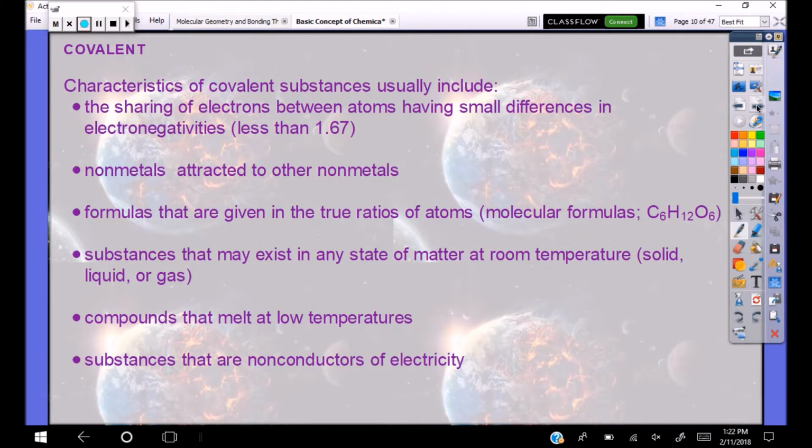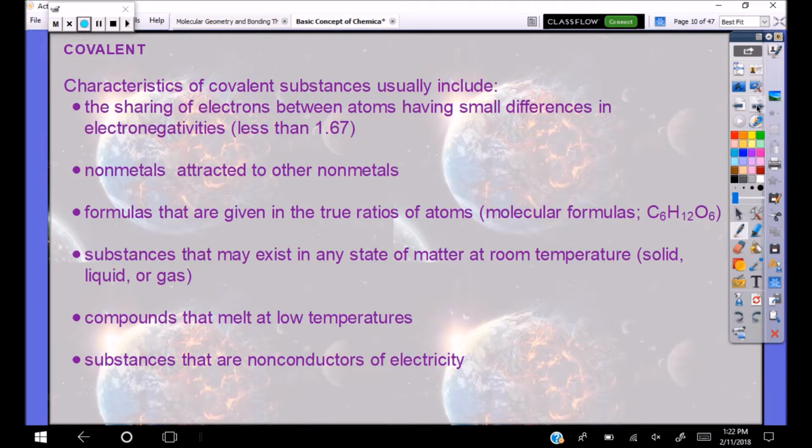When we're talking covalent compounds, these have the sharing of electrons between atoms. They have small electronegativity differences, usually less than 1.67. This is when we have nonmetals and nonmetals together. And when you look at them, they are in the true ratios of atoms. Those are your molecular formulas, whereas with the ionic compounds, we have a formula unit. So if you hear formula unit, we're talking ionic. If you hear molecular formula, we're talking covalent.